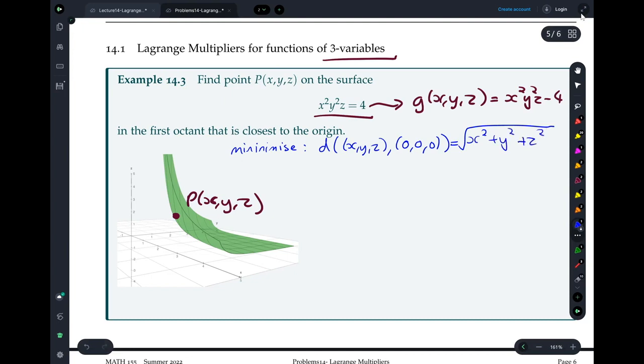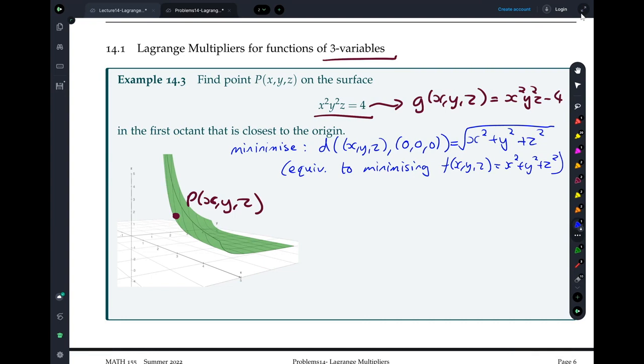So that's the function that we want to minimize. So this is like our f(x, y) in the previous slide, but now we're going to have an f(x, y, z). In fact, this is equivalent to minimizing, I'm going to call it f(x, y, z) = x squared plus y squared plus z squared. Why do we do that? Well, dealing with square roots can be a bit of a pain sometimes. We know that if you minimize the distance, you're also going to be minimizing the square of the distance. All you've done is you've squared it. So if we minimize this function here, we're also going to be minimizing this function here.